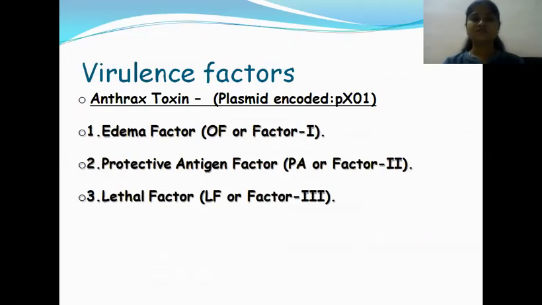This toxin has three fragments: the edema factor or EF or factor 1, which causes edema. Next, it has the protective antigen, the PA or factor 2. Third, it has the lethal factor or LF or factor 3. This brings about cell death.